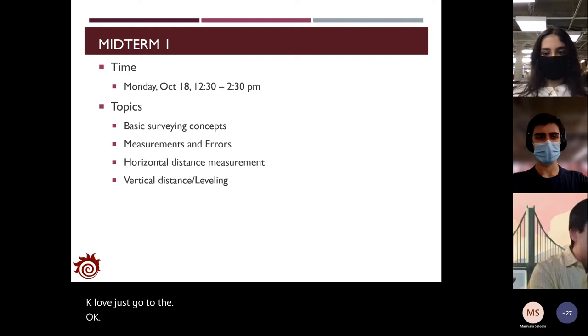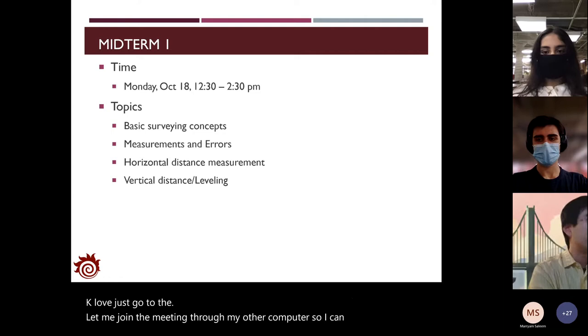Let me join the meeting through my other computer so I can check your questions through the meeting chat.